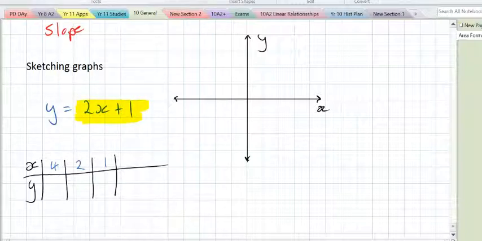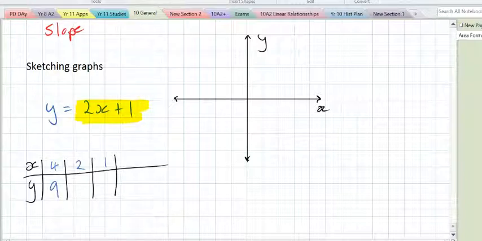If x is 4, what is y? 2 times x plus 1. If x is 4, you'll have 2 times 4 plus 1. Okay. So 2 times 4 is 8. Plus 1 is 9. Good.